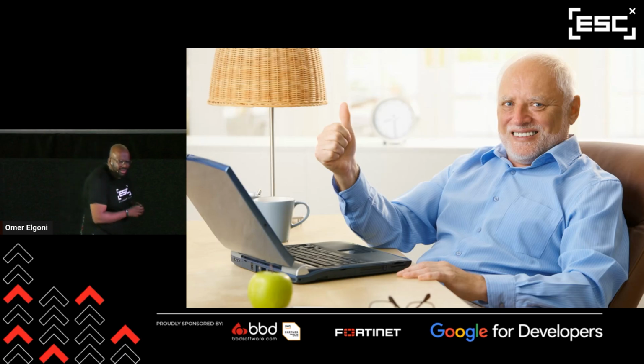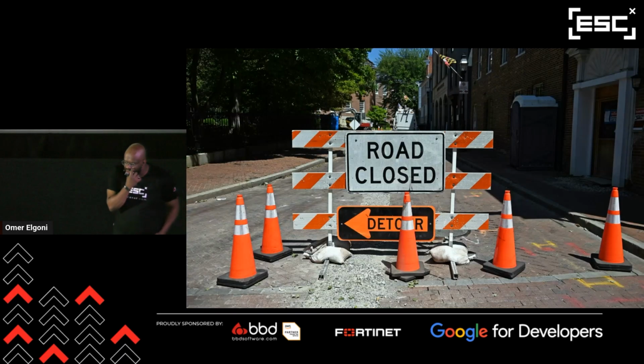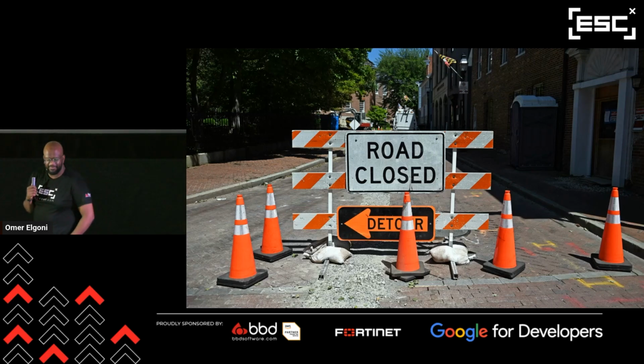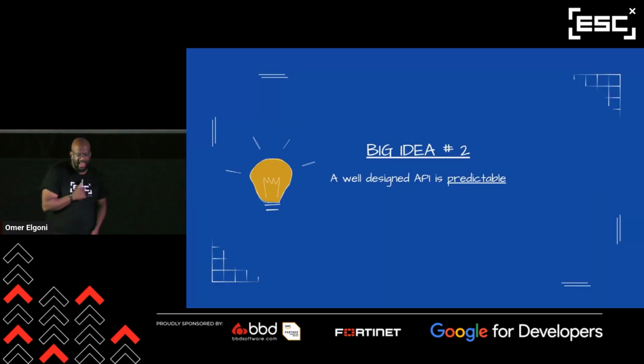But what if we could avoid this entirely? What if we never sent the users of our API down the road to failure? What if there wasn't a need for good feedback? That's going to lead us into our second big idea for the day, which is that a well-designed API is predictable. So I've talked about signifiers and I've talked about feedback.